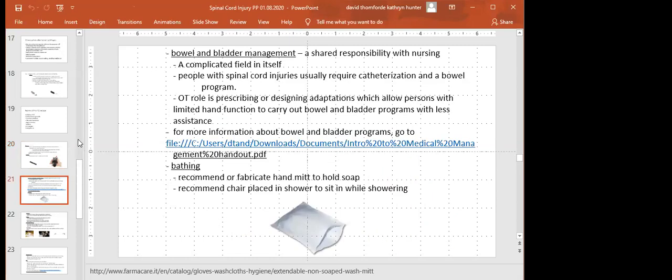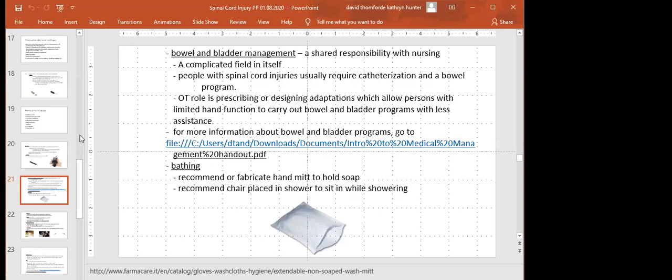Bowel and bladder management. This is a role where OTs and nursing work together. Nursing is important because if a person doesn't have good bowel and bladder management, they can develop bed sores from having constantly wet skin. They can develop a bowel impaction. They can develop many medical complications that cause problems. So that's why nursing is involved. What we do is we help the person carry out a program with less assistance from a helper. It is a complicated field in itself. It requires extensive study. So we'll just review it briefly here.